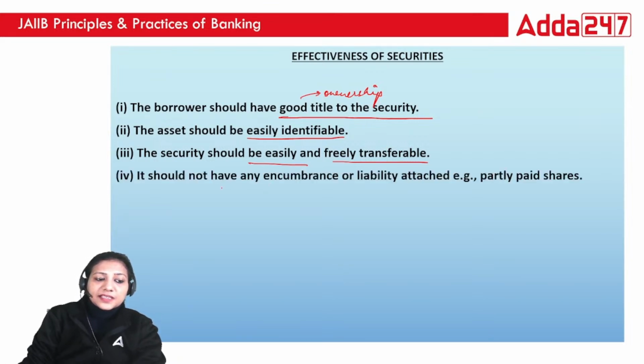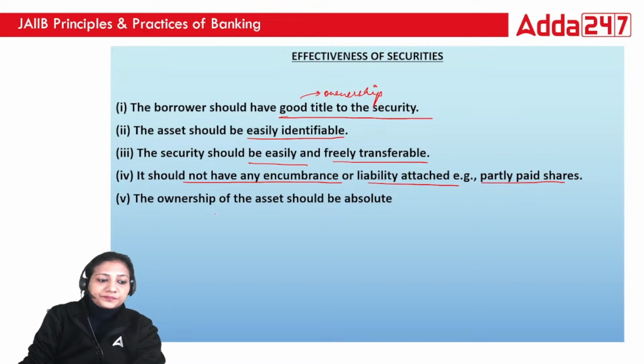Next is, it should not have any encumbrance or liability attached. Example, partly paid shares. If it is partly paid shares, there is not the whole ownership, so there could be losses to the bank. Or if there is a property where there is some encumbrance, then that might go to court. It will take a lot of time to get it cleared from the court, and it can lead to loss to the bank. The ownership of asset should be absolute. It should be very clear that ownership lies with the borrower himself.